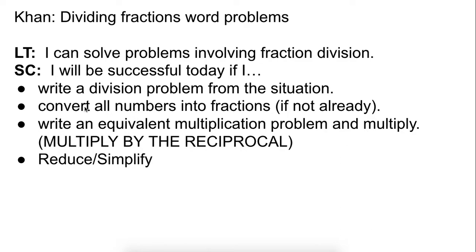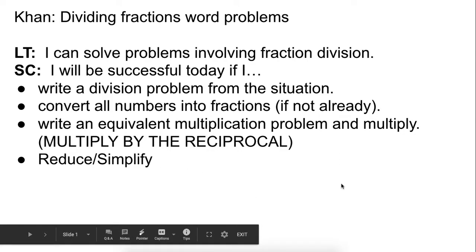Then we'll follow our process of converting all numbers into fractions. So write out our division problem, convert it into fractions if they're not already there, and then write an equivalent multiplication problem and multiply, which we call multiplying by the reciprocal, and then reduce and simplify. And Khan does want these all reduced and simplified. It'll take it in either improper or mixed number, but it does want the answer simplified. So we're going to work through these as we go through these few problems.